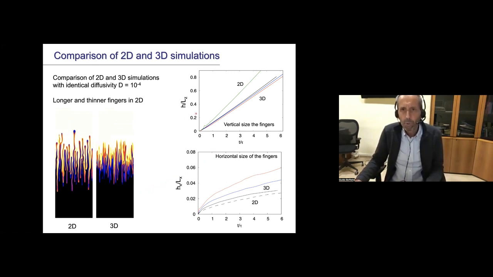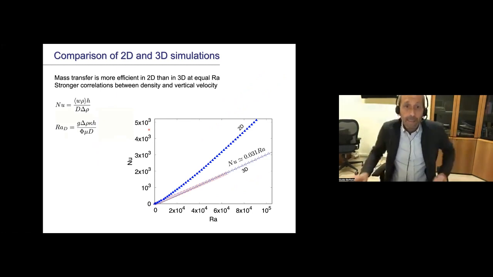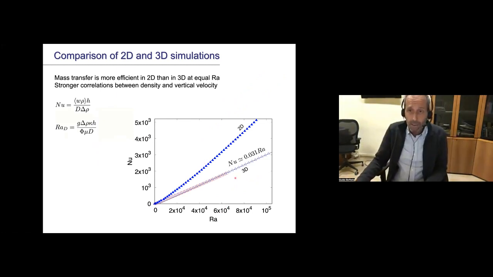So indeed, if we compute the evolution of the mixing layer, in three-dimensional simulation, as I showed before, it follows these three lines. In two dimensions, the growth is also linear, but much faster than in three dimensions. Okay, so the fingers are longer and thinner. And also you see from the color plot, they are more coherent, so more efficient to transport density from one side to the other. And indeed, if you compute the Nusselt number at a fixed Rayleigh number, you see that in two dimensions, the Nusselt number is much bigger than in three dimensions. So there are quantitative differences, I would say, between the two cases.